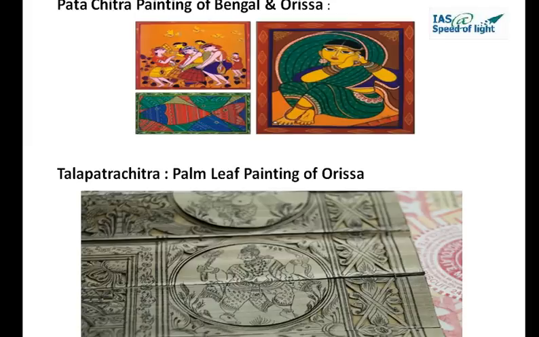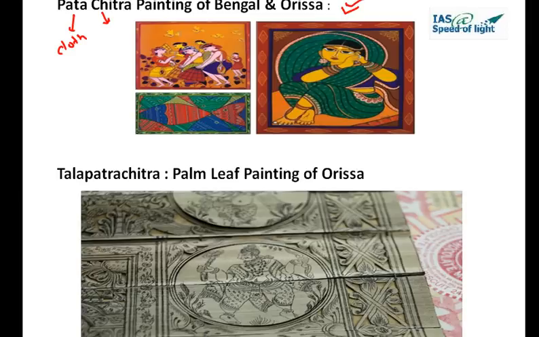Pattachitra painting of Bengal and Orissa. These are again a type of cloth painting. Patta means cloth, and chitra means picture. So pictures on a cloth. So Pattachitra paintings of Bengal and Orissa are also very famous.